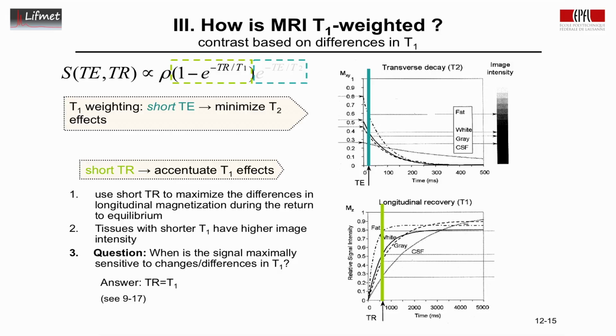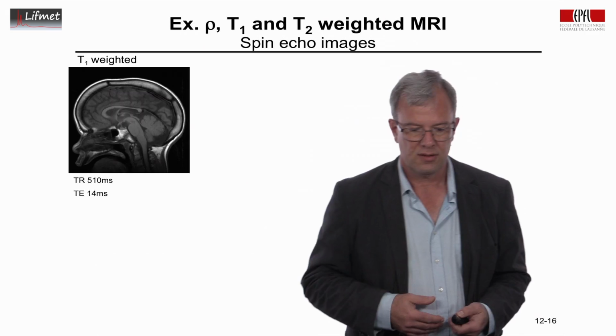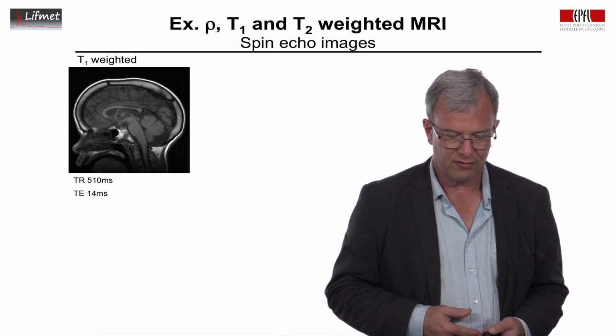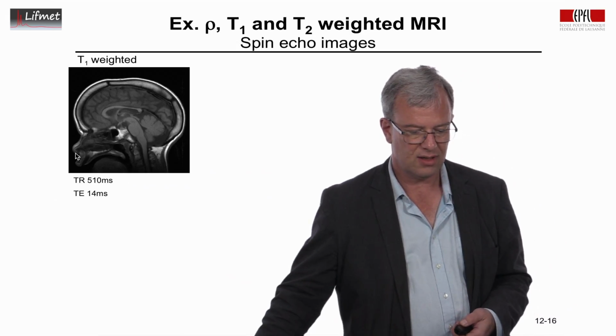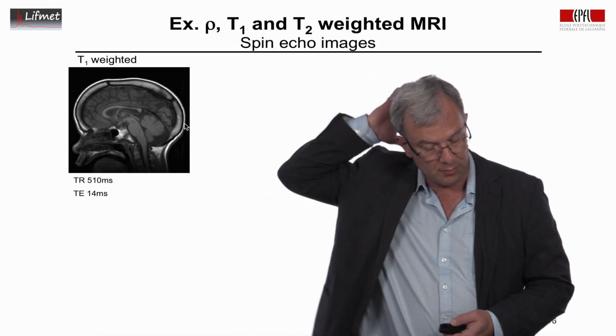Let's illustrate these different contrasts. So here's a T1 weighted image of the head. We can see the tongue here, the nose. This is a sagittal cut, so here's the back of the head where we have the little bump back here.